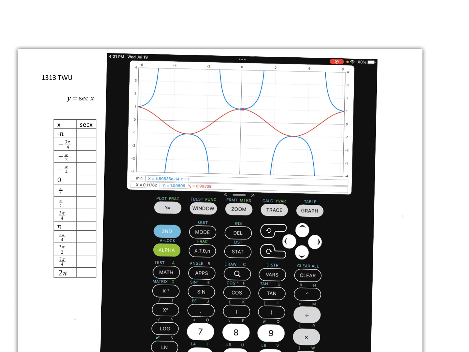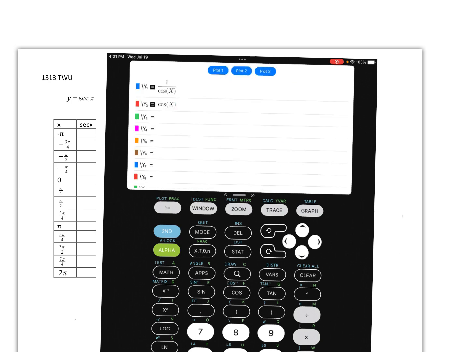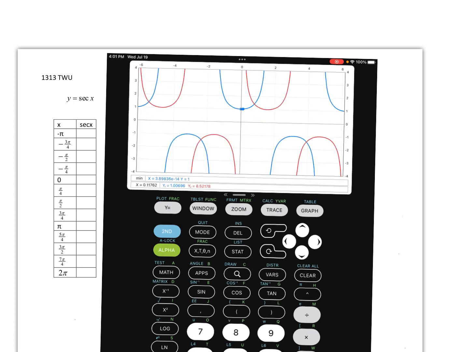Now, what happens when we switch to cosecant? So I'm going to clear that one, and I want to show you cosecant on the same graph with secant. So if I put in 1 over sine of x, look at this. 1 over sine of x, or cosecant, is another set of scoops, isn't it? But it's set a little further over, isn't it? Just a little set further over.